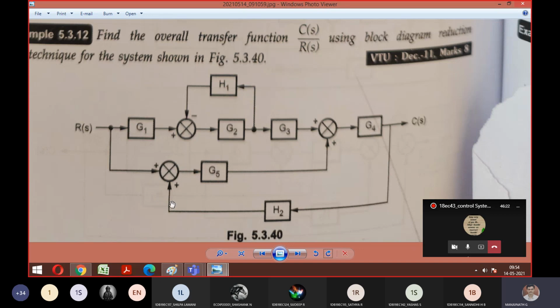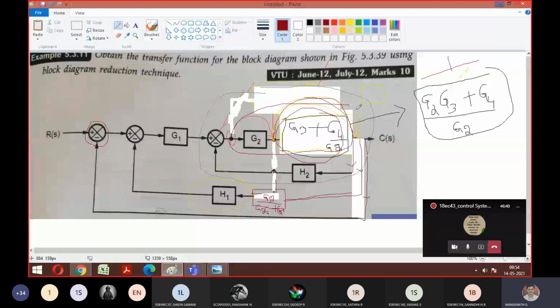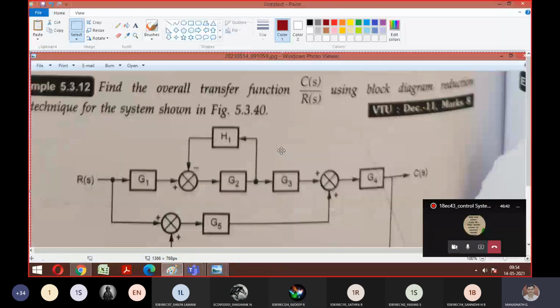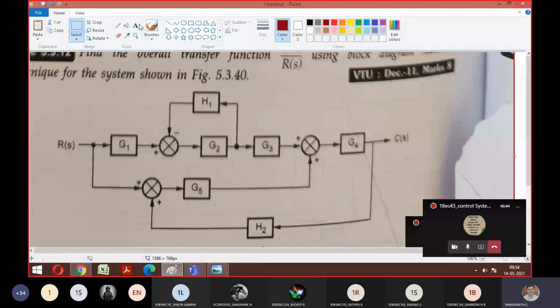I think we already solved 3 to 4 problems on this. Yes or no? Yes, sir. So is it okay what I told, or you want me to write and show? Once you write and show, sir. Yeah, let me take this on paint. Okay, is it visible? So what is the first step I told?